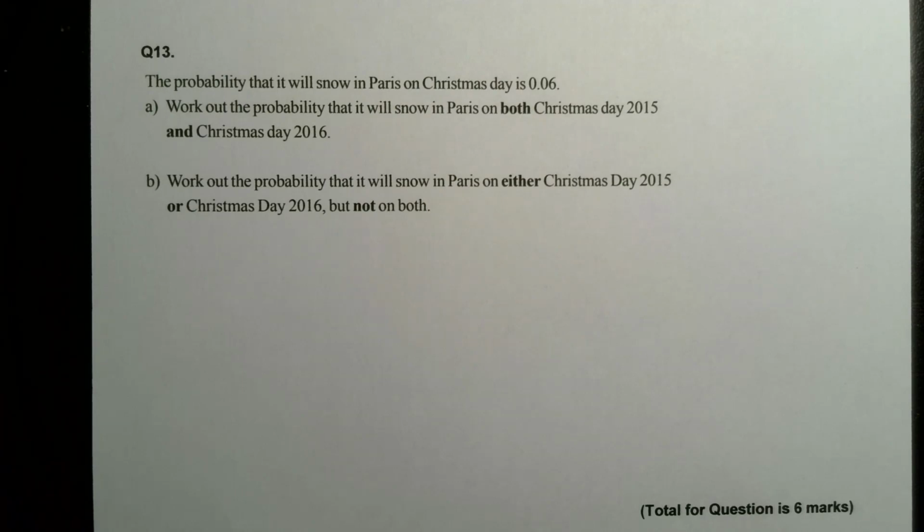Time to dream of a white Christmas. So, the probability that it will snow in Paris on Christmas Day is 0.06.